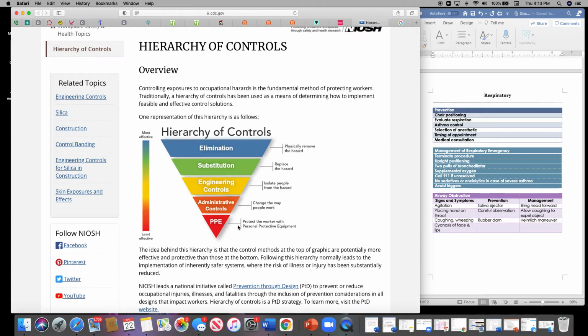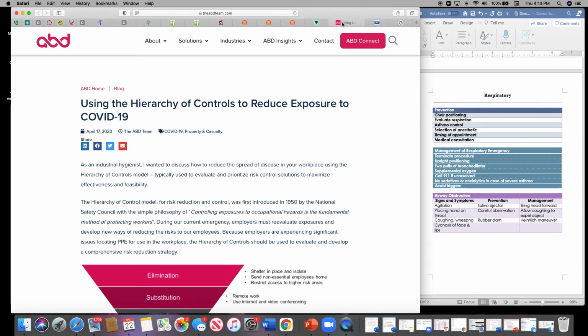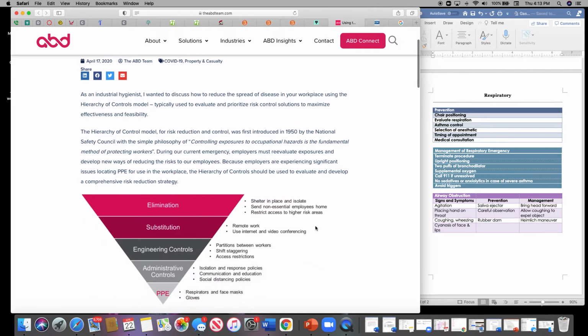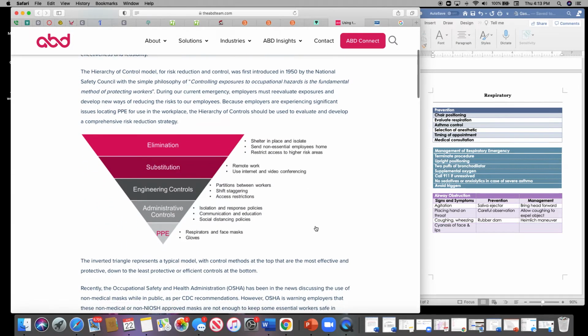But the reason that PPE is not as effective is because you have to use it just perfectly for it to be the most effective, right? So when we can combine a few of these all together, whenever we use multiple controls in the hierarchy of controls, that's when we have the best effects. So I was going to give you a few examples.